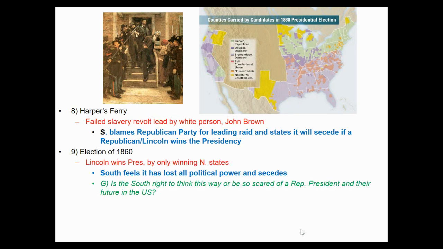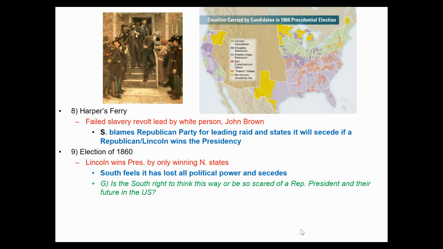Well, guess what happens? In the election of 1860, Lincoln wins the presidency by winning only the northern states. You can see in the map in the upper right-hand corner, everything in green is Lincoln. So that means the whole South voted against Lincoln, and the South still lost.